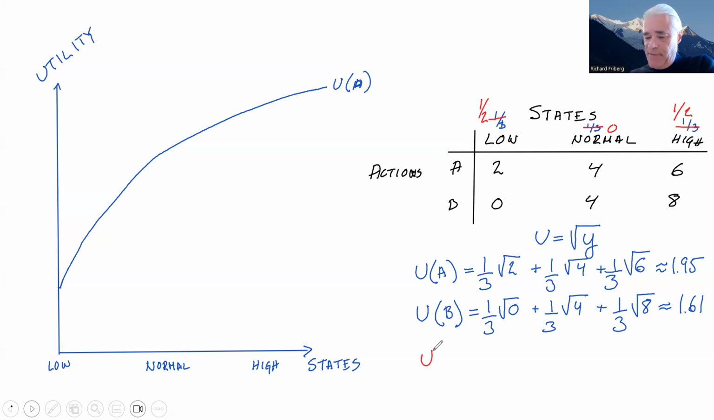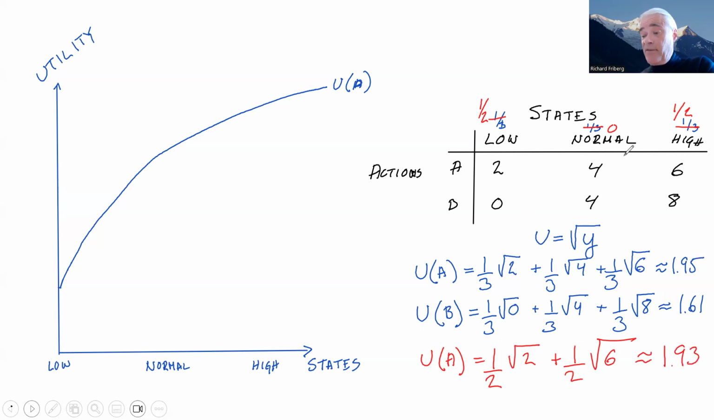So what's the utility for this decision maker then? Well, it's the probability of the low state times, we're looking at action A, the square root of 2 plus 1/2 times the square root of 6. And that's about equal to 1.93. So less than in this case. So this mean preserving spread, the increase in risk, was associated with lower utility. Action A has just become less attractive to her. So has action B, by the way.